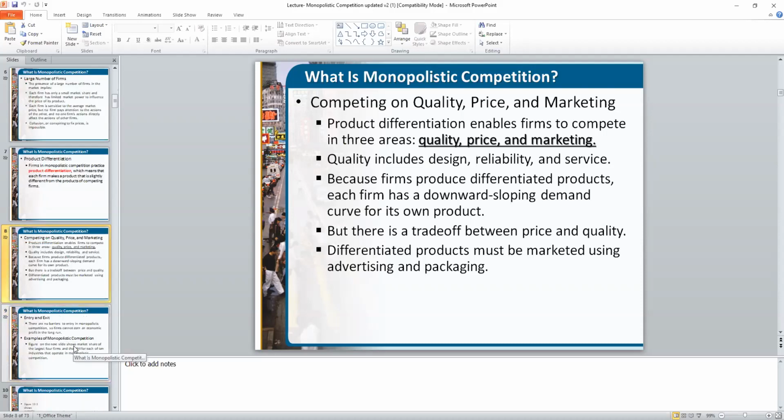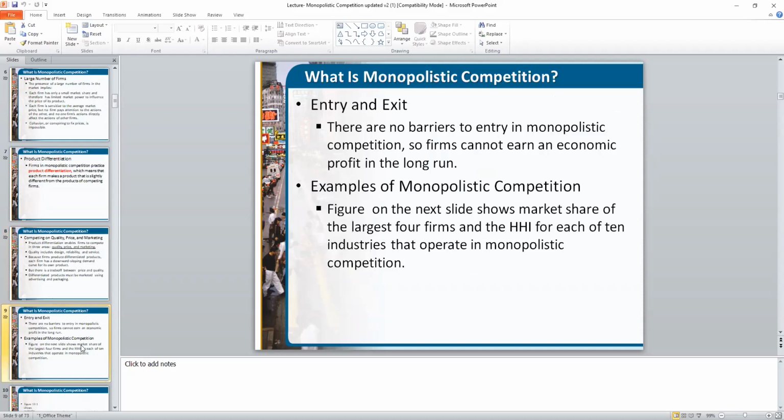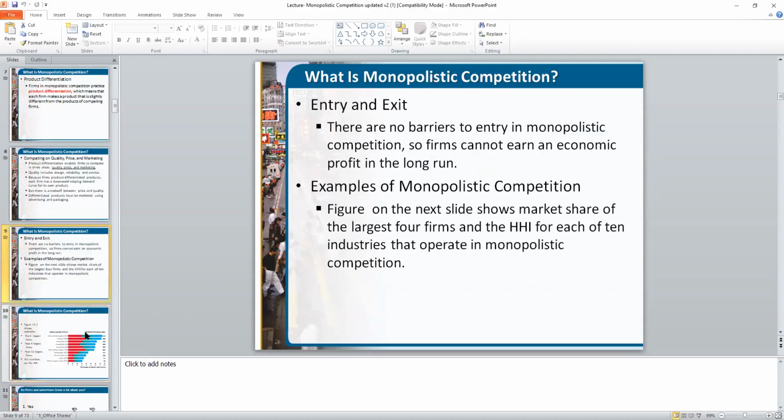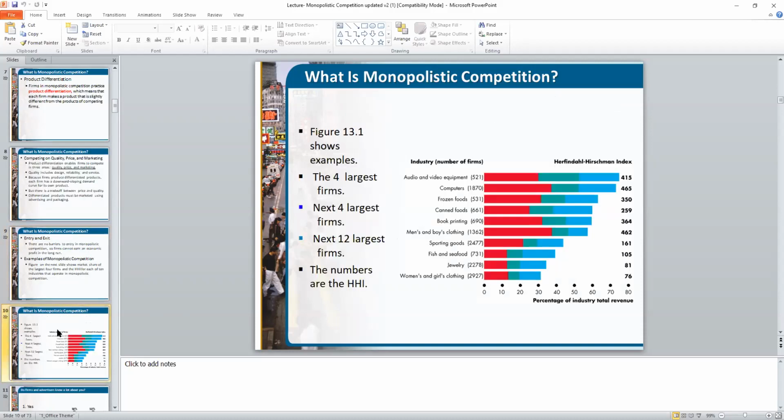Coca-Cola, Apple, Tesla, things of that nature. Generally speaking, there are no or low barriers to entry and exit. There are many examples of monopolistic competition that exist.